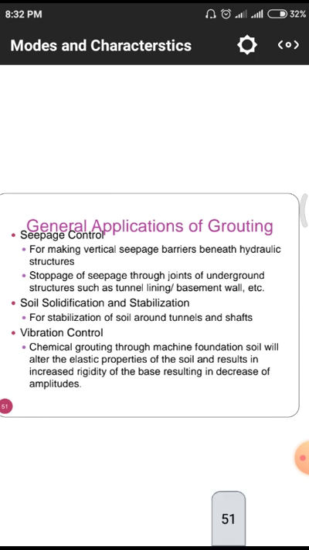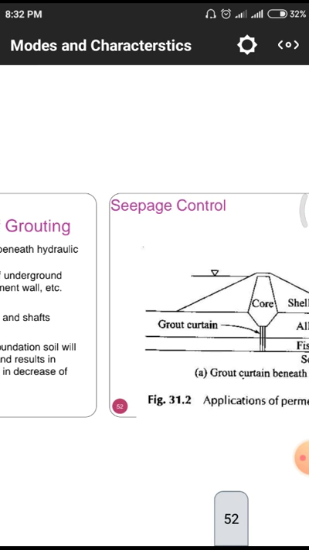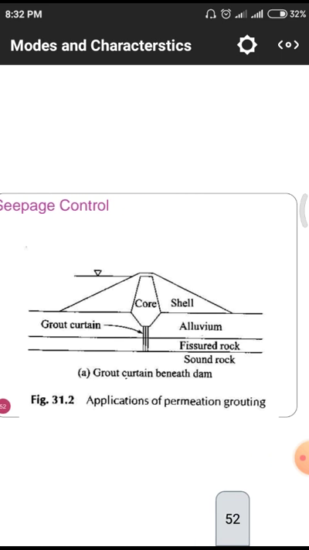Due to those vibrations also, we have to observe that some of the structures are simply falling. And the chemical grouting through this machine foundation soil will alter the elastic properties of the soil and result in an increase in the rigidity of the base, which results in a decrease of amplitudes. So all those are the general principles of this grouting technique.